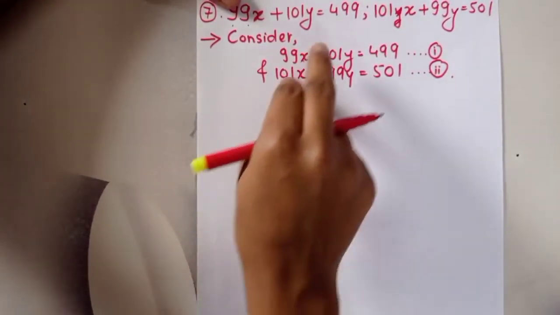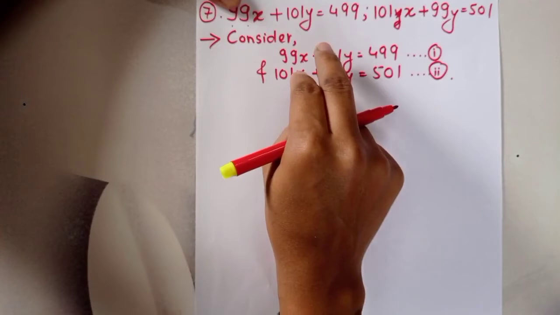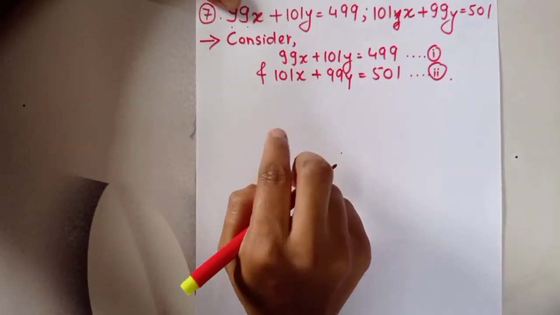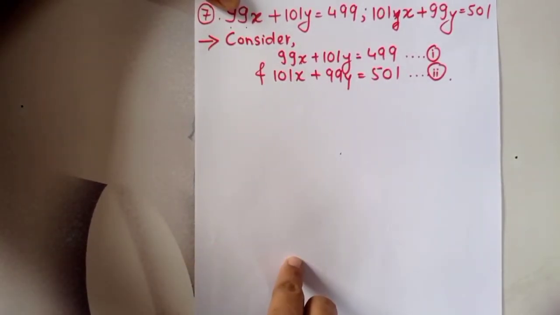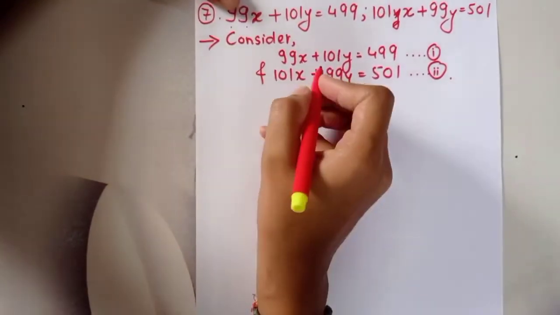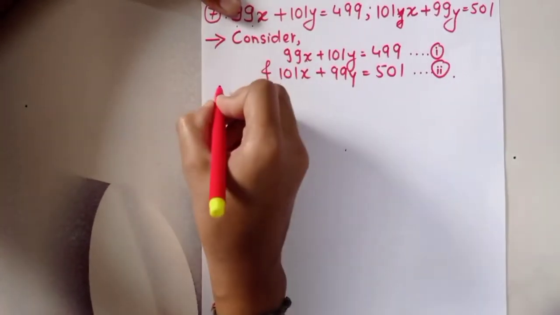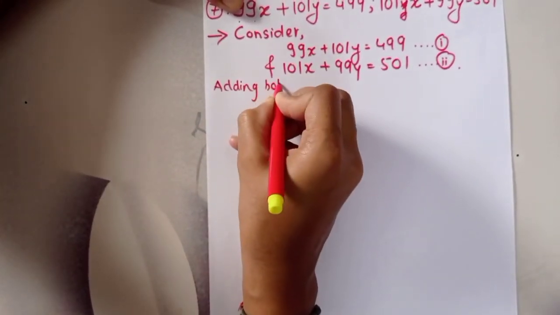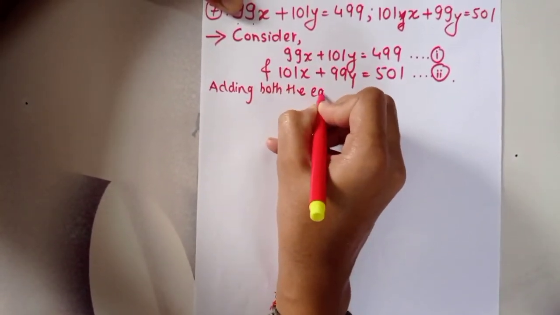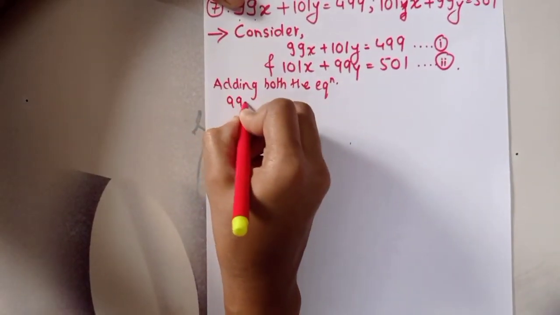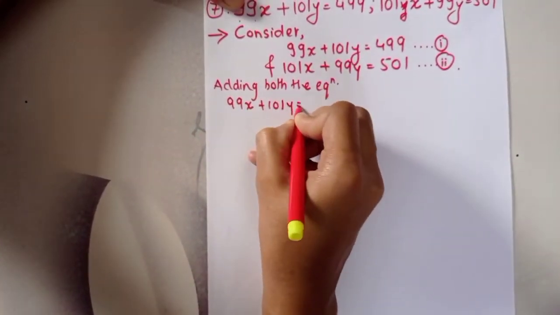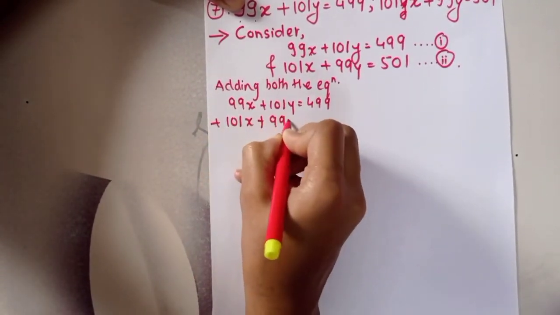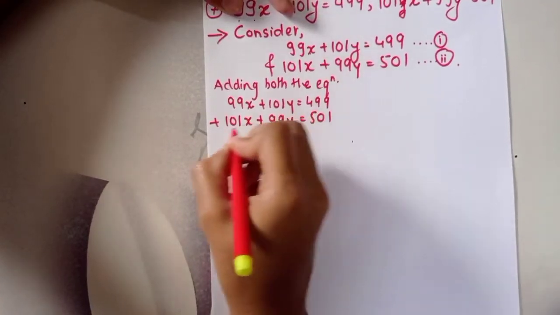Therefore, by adding both the equations and subtracting them, we can find the simplest form of these equations and use them in further steps. Now, adding both the equations, we get 99x plus 101y is equal to 499, plus 101x plus 99y is equal to 501.